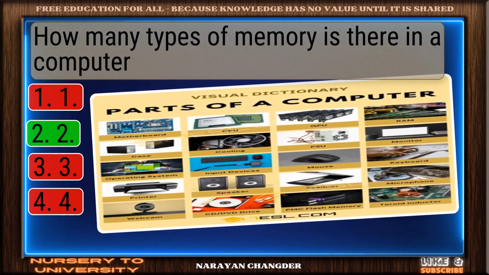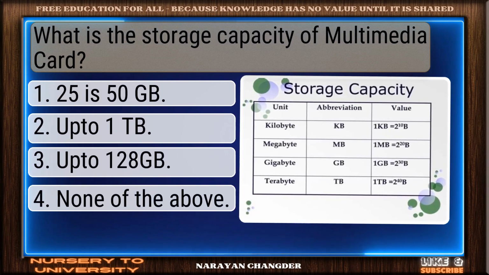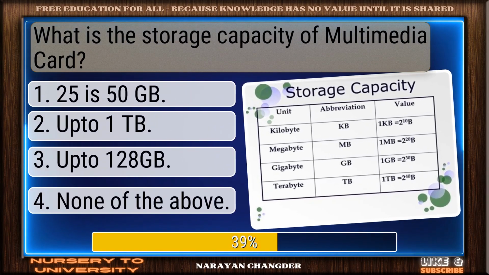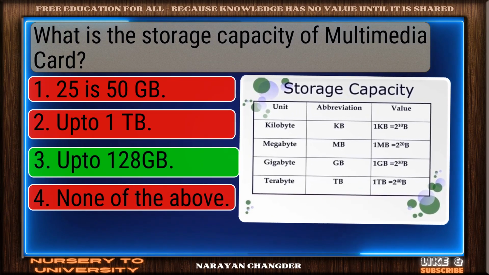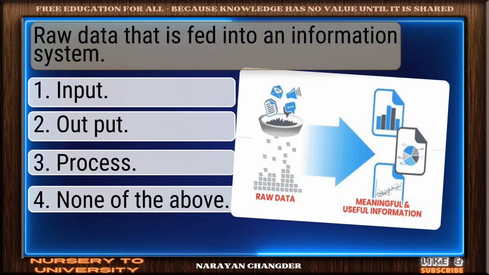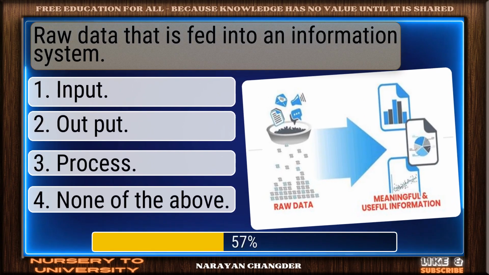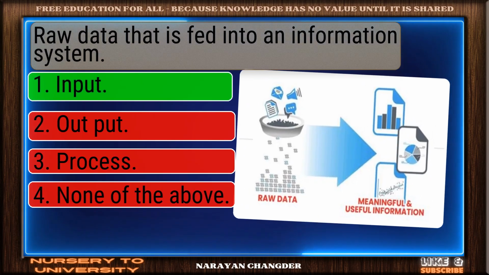Valid point. 2 is true. What is the storage capacity of multimedia card? Up to 128 GB is the correct choice. Raw data that is fed into an information system. Good job. Your answer input works well here.